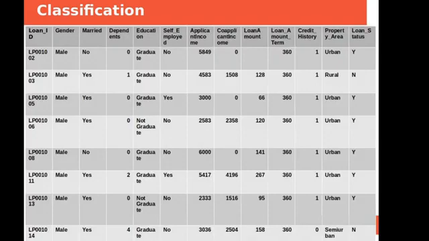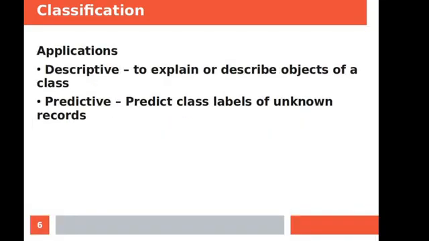So if I talk about classification, there will be a set of independent attributes X which will be mapped to my target variable, which is the loan status. Now if I talk about applications of classification, it can be descriptive in nature. It can be used to describe objects of a particular class, like how emails in a spam folder look, or how a benign or malignant tumor looks, what properties will help me identify whether the tumor is benign or malignant.